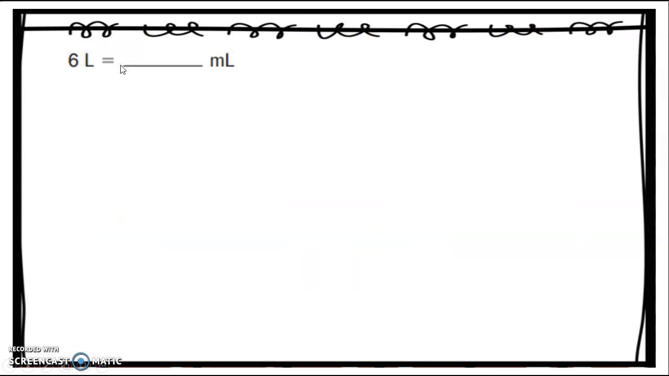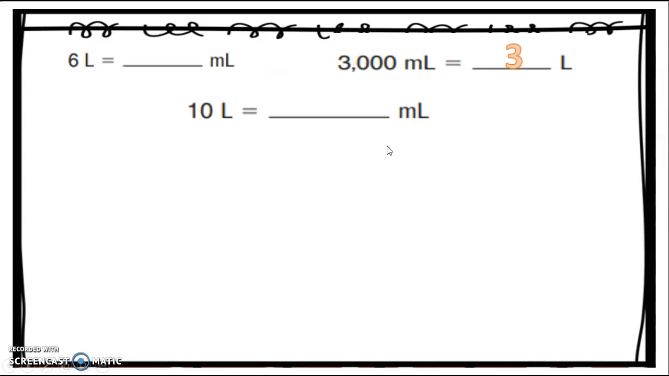6 liters will equal blank milliliters. Again, we're multiplying by 1,000, so it would be, let's see what happened here. I didn't put the answer there, but that would be 6,000 milliliters. 10 liters would equal 10,000 milliliters.